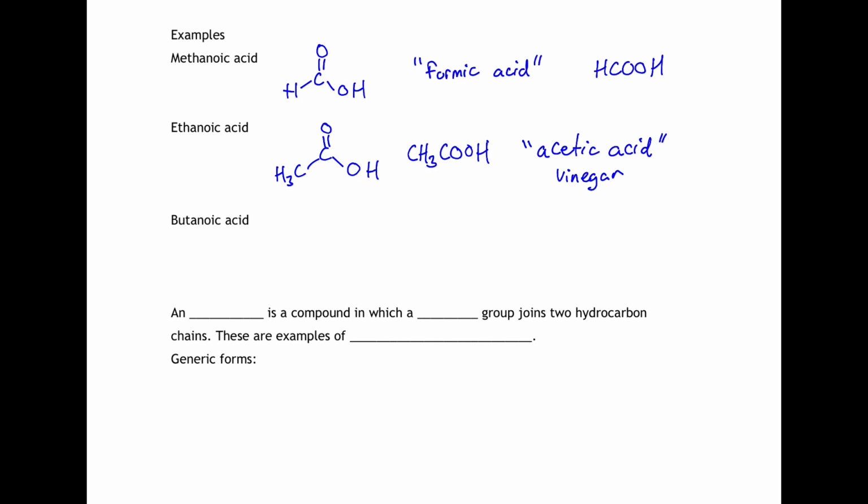A boring version would be butanoic acid, CH3CH2CH2COOH. I don't really have room to draw a full structural diagram of this, but I may do a line diagram of it. The line diagram would be like this, and then I would go 1, 2, 3, 4. I've got 4 carbons there, and then the other stuff.